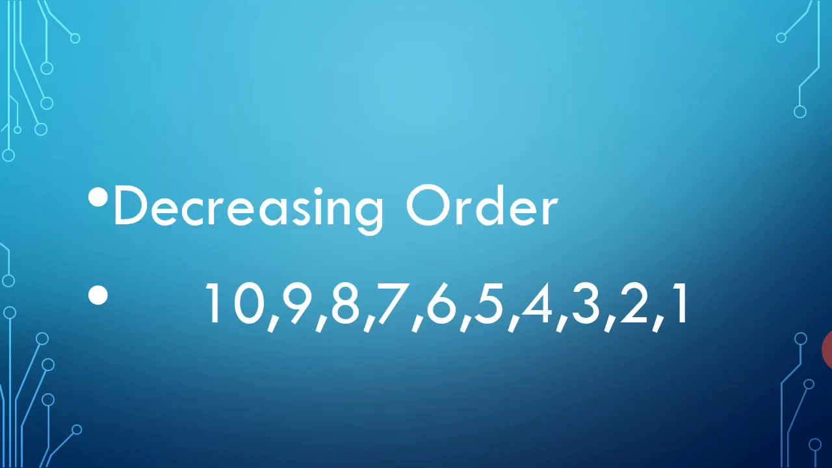So let us revise. Decreasing order is 10, before 10 comes 9, then 8, 7, 6, 5, 4, 3, 2 and 1. So in decreasing order, we arrange numbers from greatest to smallest, which is known as decreasing order or else descending order. So students, I hope you all are clear with the concept of increasing and decreasing order. Thank you.